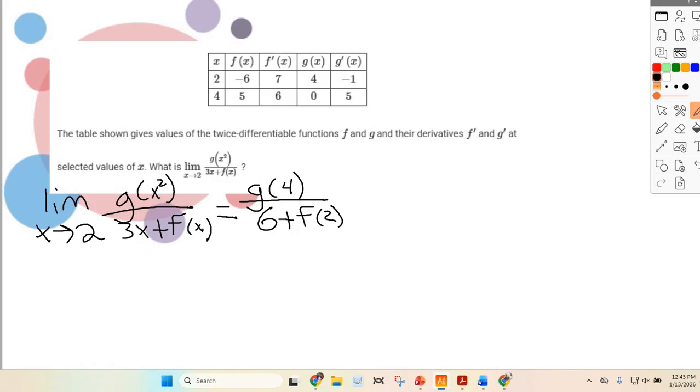And then, instead of plugging it into a function, we're just going to use our table. So what is g of 4? 0. What is f of 2? Negative 6. So I have a 0 on top, and then 6 plus a negative 6 is also going to give us 0.